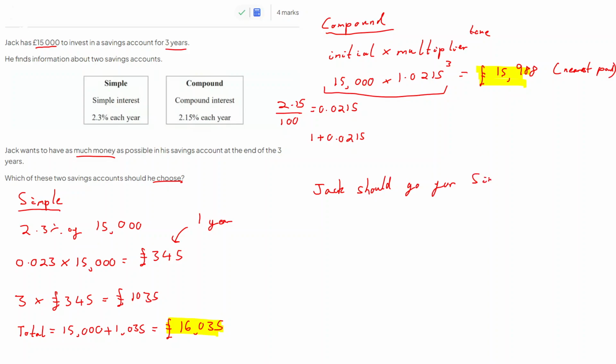Okay, the simple, because we state that this is value here. So 16,035 is greater than, that means bigger than this value here, 15,988. Okay, and that is your answer, showing all of my working, making it really clear to the examiner what is going on.